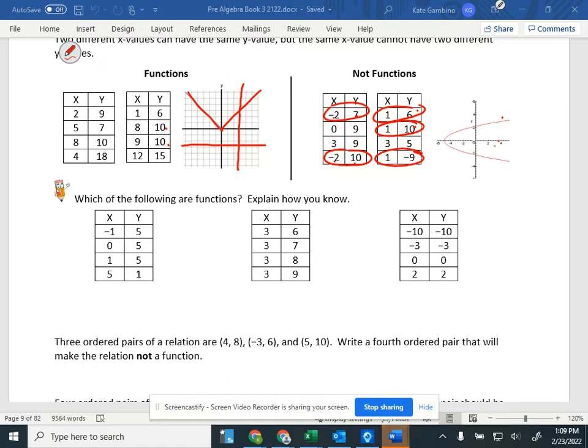So if it's going straight across, if it's actually straight up and down, would that be a function? Wait, no, because it would be the same x with multiple y's. So it can't go straight up and down. It can go straight across. It can go diagonal. It can go up and down. It can go curved. But it cannot go straight up and down, because you can't have the same x having different y's.